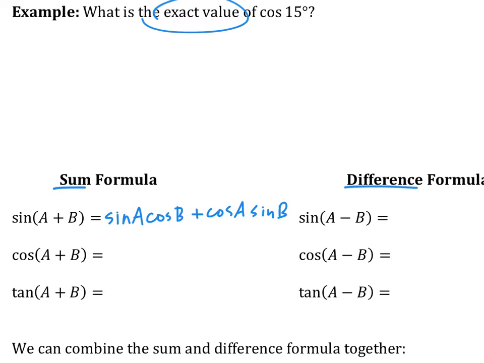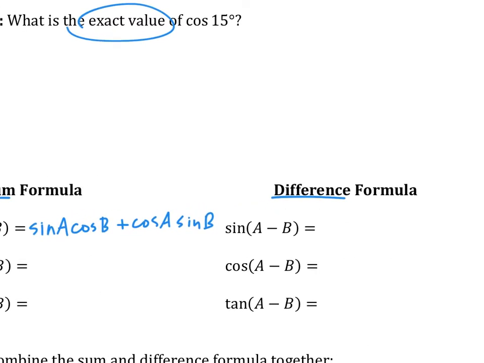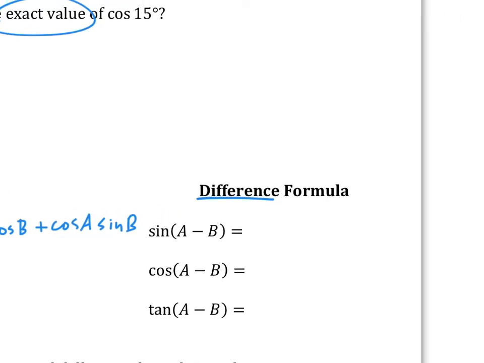Okay, and let's try the difference formula. Difference formula means we're going to subtract two angles. So this is going to be sine A cosine B. And since this is a difference formula with a minus in between, we're going to use minus here. And then cosine A sine B.